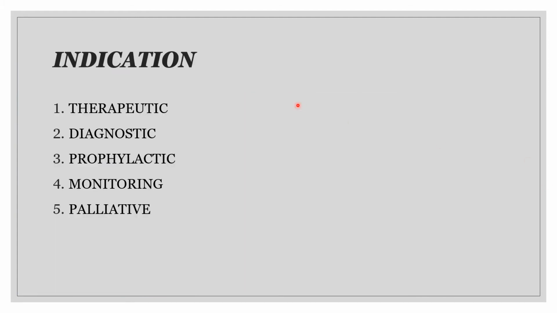What are the indications? So when do we decide or when do we feel the need to place a drain? We have categorized into 5 indications. First one is therapeutic, second one is diagnostic, third is prophylactic, fourth is monitoring, and fifth is palliative.